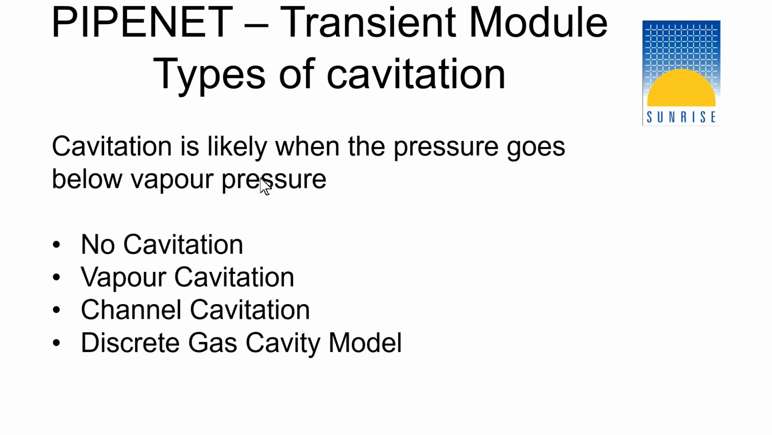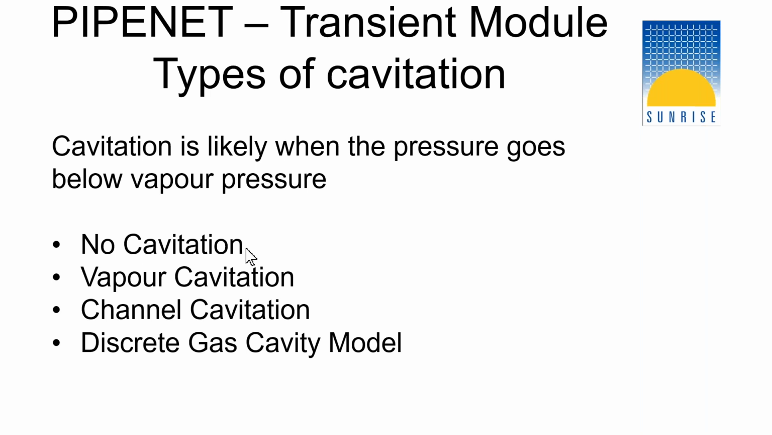Here, cavitation is likely when the pressure goes below the vapor pressure. We all know that, because if you do a flash calculation, the liquid will vaporize if the pressure goes below the vapor pressure, and that is what PIPENET uses to predict cavitation, just the same way as flowsheeting programs or process simulation programs do the same sort of thing. And there are 4 options in PIPENET.